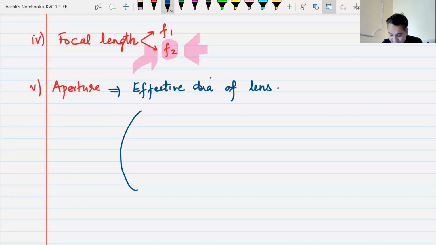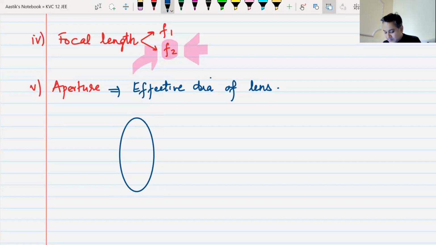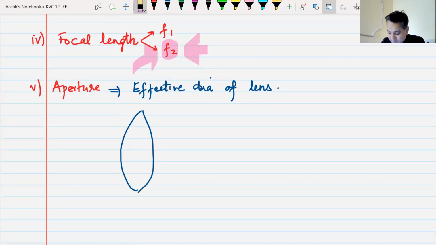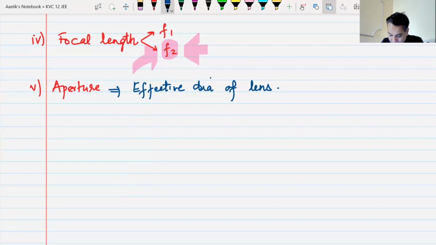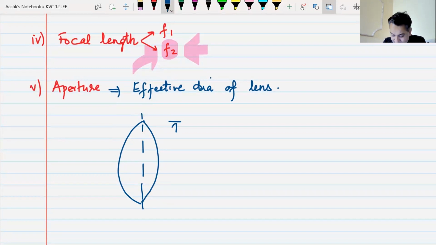So if I draw a lens like this, that does not look like a lens, so I'll just redraw it. And this might do. If this is the lens, then this diameter is known as the aperture. Do we understand this? Yes, sir.